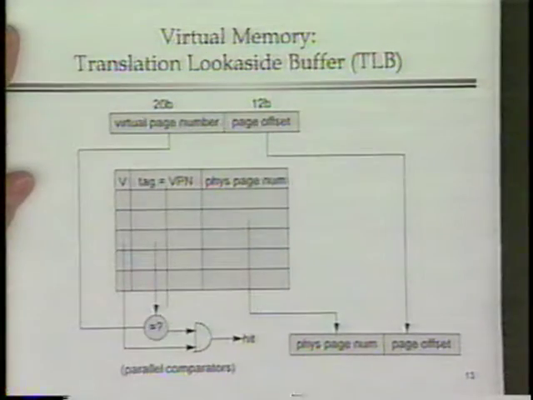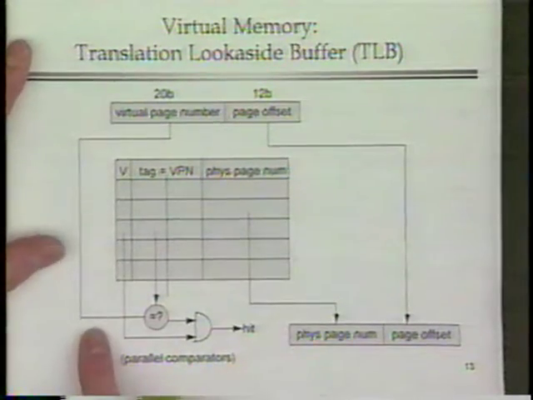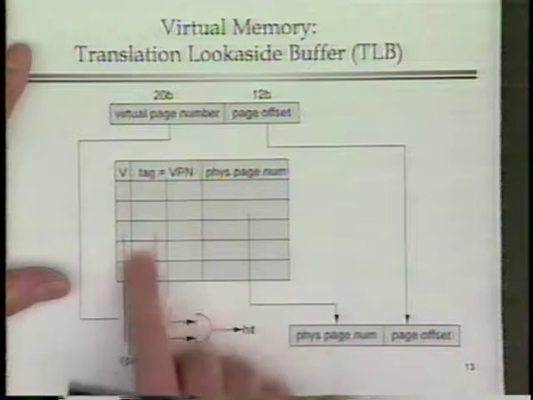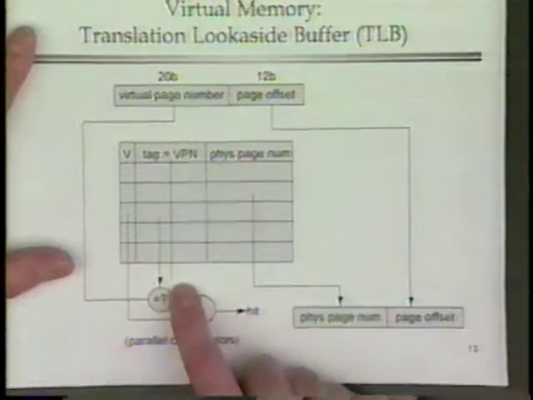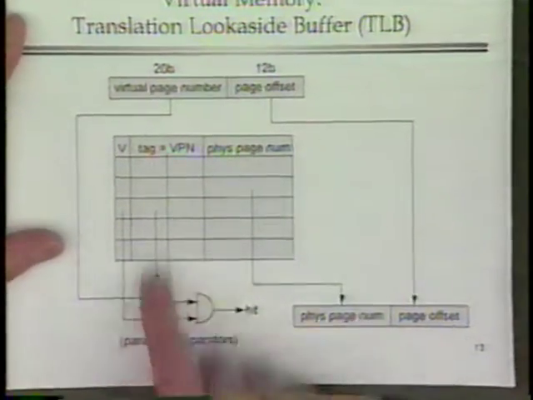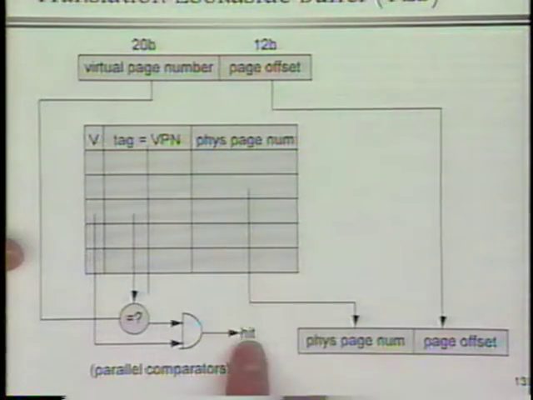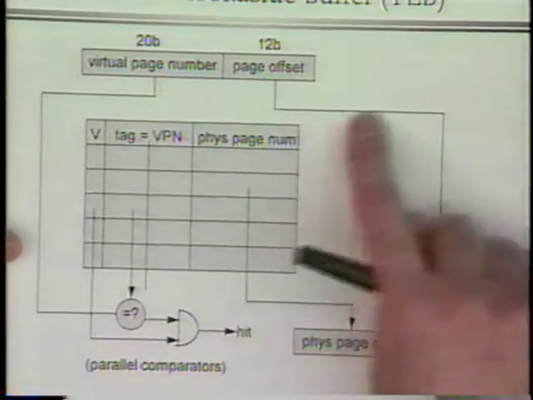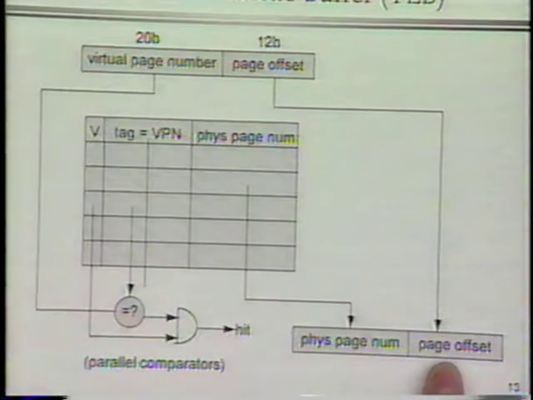This is what a translation look-aside buffer looks like. It's a kind of standard cache in the sense that it uses the virtual page number part of the address to compare to the virtual page number tag in the cache. It's typically fully associative, so all of these entries are compared at once to the virtual page number, and if there's a match, there's a hit, and the physical page number is part of the cache, is concatenated with the page offset, which flows through unmolested. It doesn't participate in the TLB process.